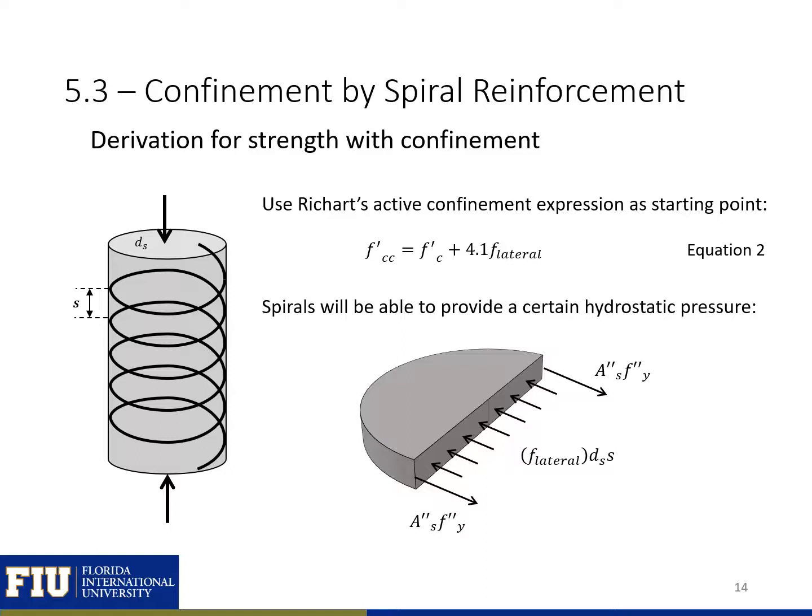Next, we're going to look at a derivation for strength with confinement of our circular column with spiral reinforcement. We're going to use Richart's active confinement expression as a starting point, and then we're going to take a slice from our circular reinforced concrete column and cut that slice in half. What we can see is we'll have a lateral stress that will be applied as our confined concrete wants to expand. And then we'll have some kind of restraining force provided by our spiral reinforcement.